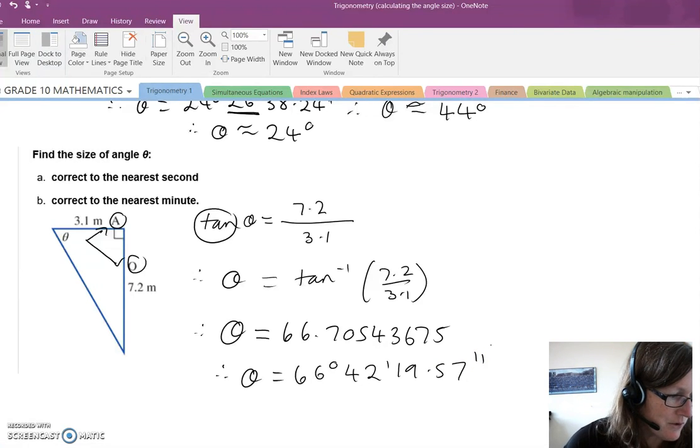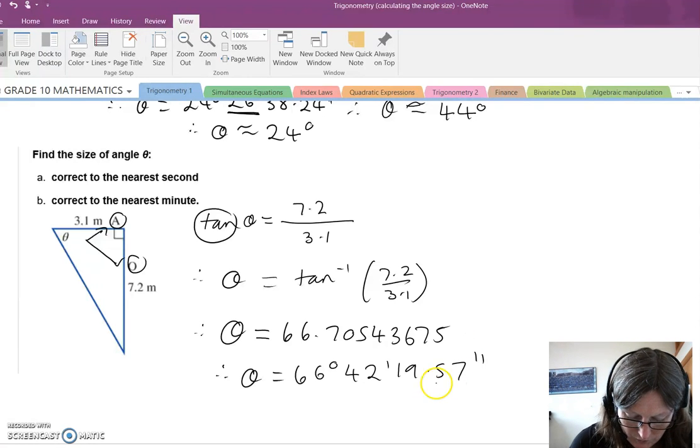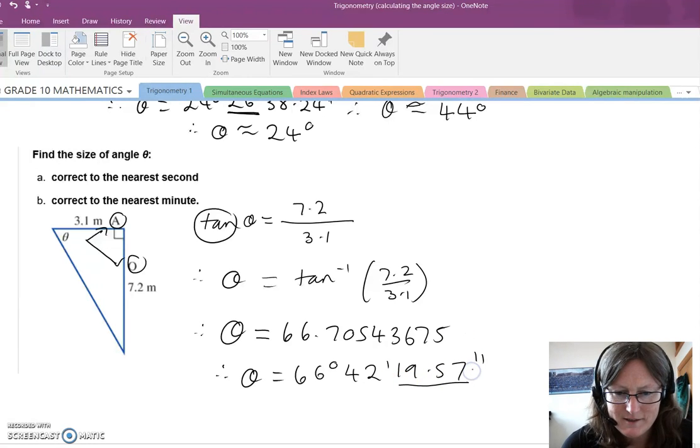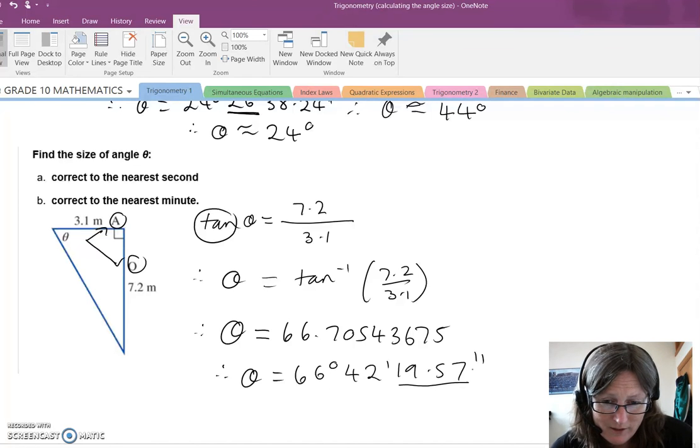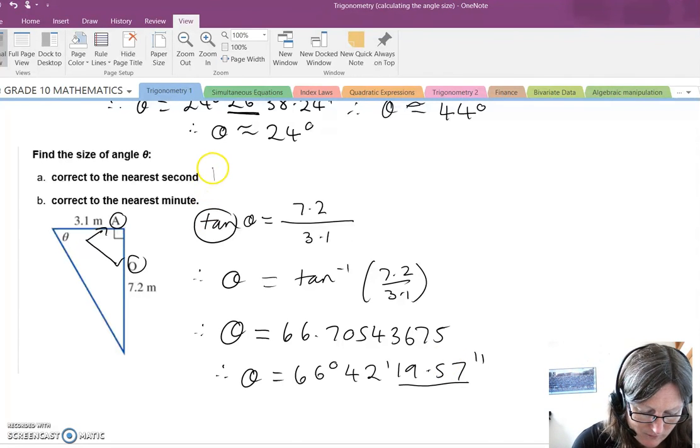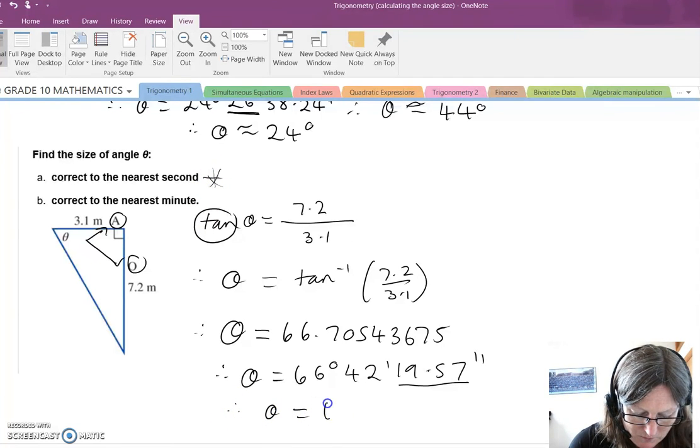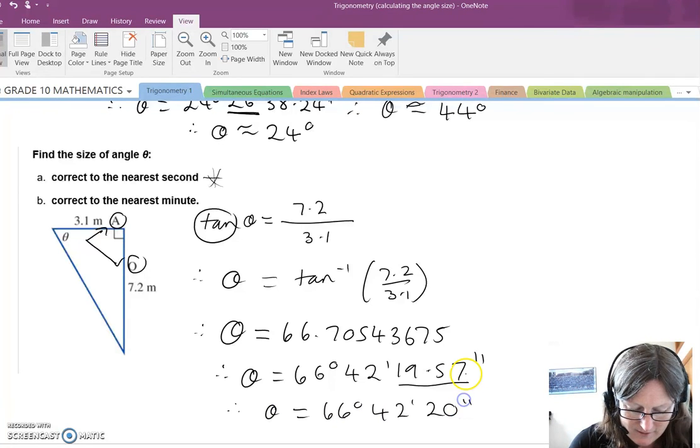It asks us first of all, correct to the nearest second. So we look at our seconds. Do we say it's 19 seconds, or is it more than halfway, which 0.5 is? Do we say it's 20 seconds? So we round that up to 20 seconds. So for part A, if we were asked to round it to the nearest second, it would be 66 degrees, 42 minutes and 20 seconds.